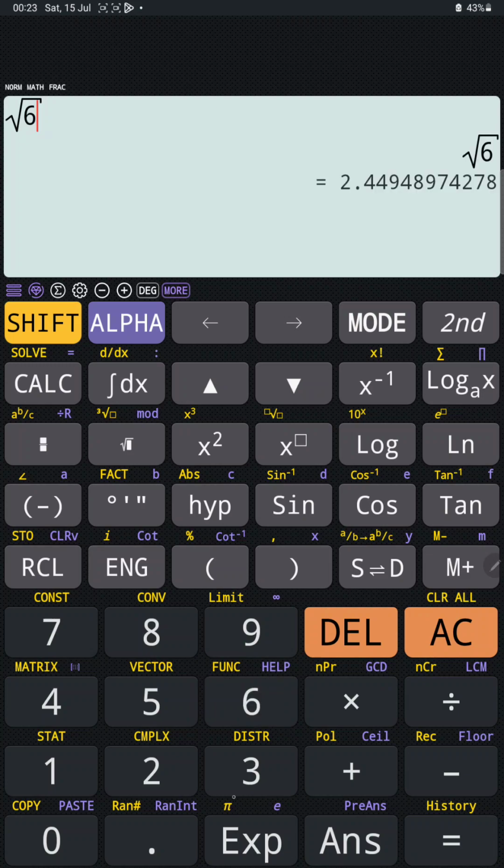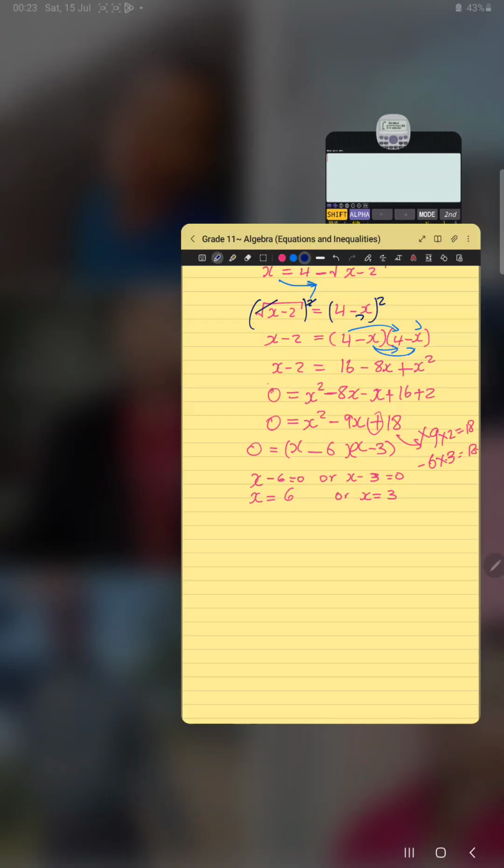So we've got 6 as x minus 2, which is 2, and then on the other side we've got 4 minus 4 minus 6, which is minus 2. So this is wrong. So let me just check another one.